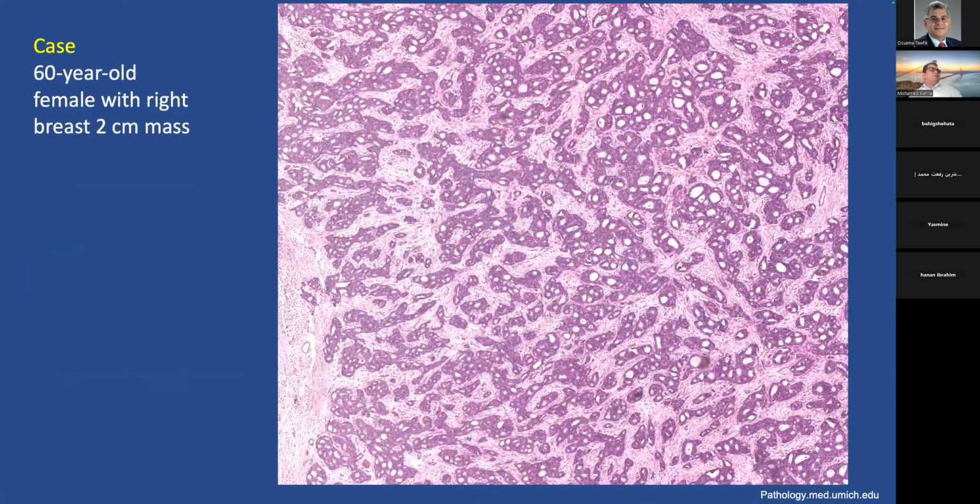So this is another case. She's a 60-year-old female. She has a 2 centimeter breast mass. You see a lot of cribriform spaces, so many spaces in this nest of tumor, and there is desmoplastic stroma. You go in high power.